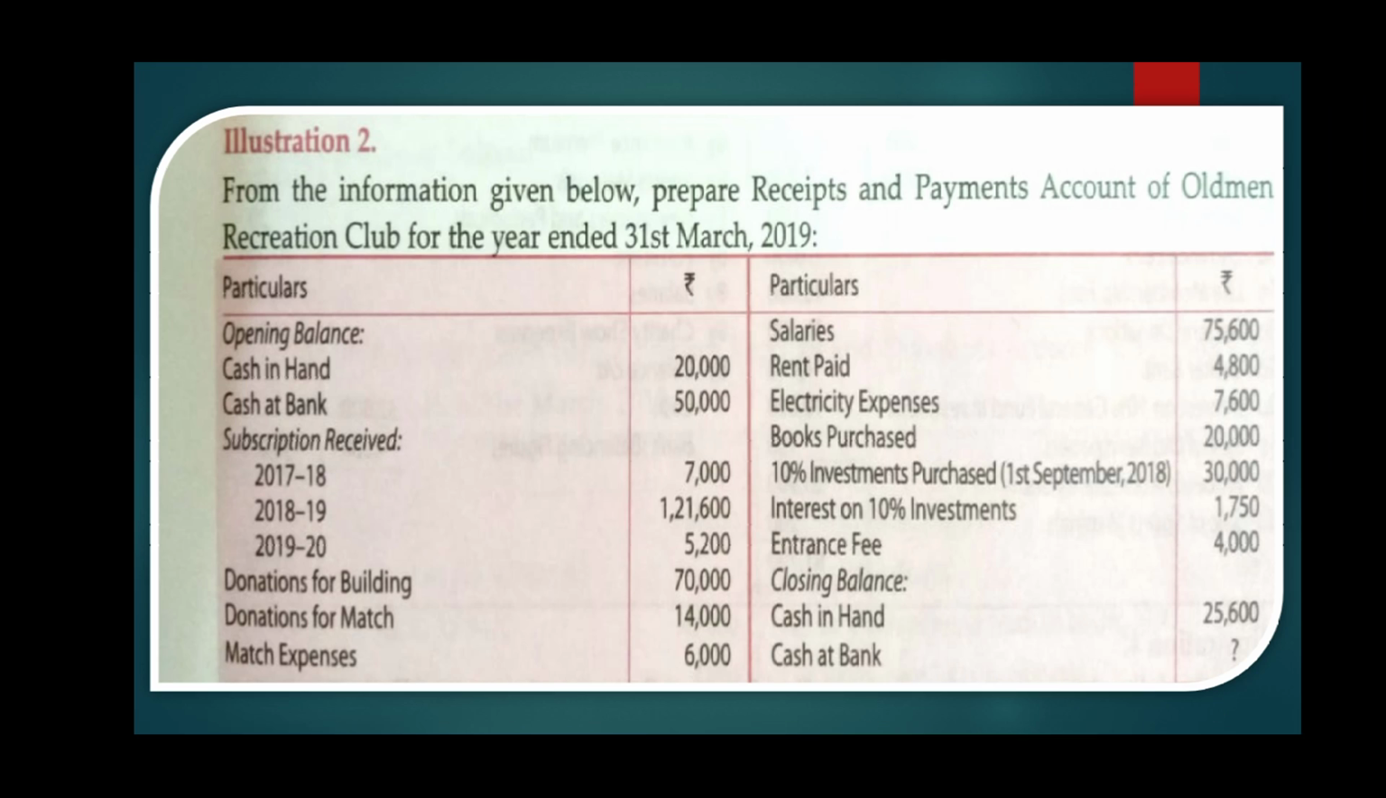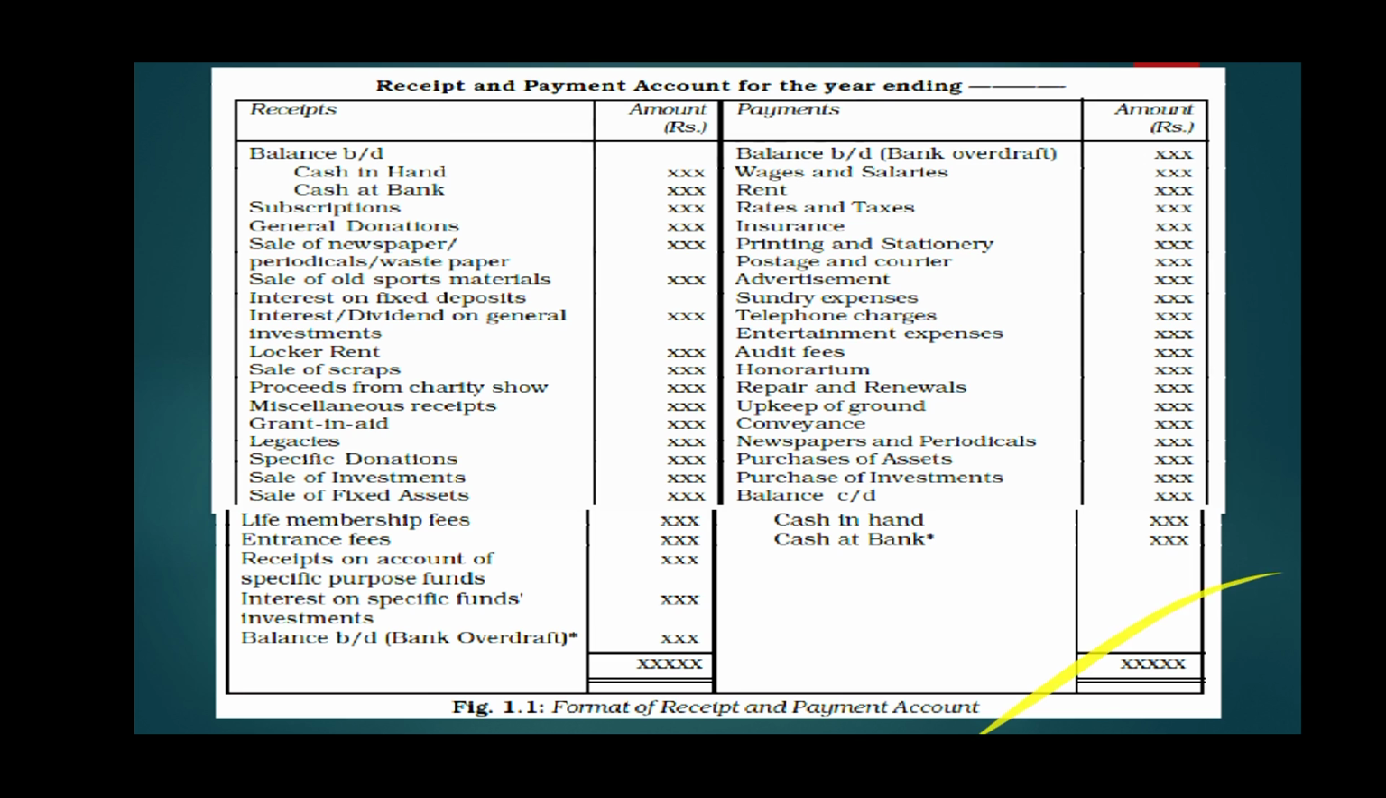And interest received on 10,000 investment is 1750. It will be written on the receipt side, because if you receive interest on investment, it is an income. Entrance fees received 4,000, it will be written on the receipt side. Then last is the closing balance. Cash in hand is given and cash in bank you have to find out. So solve this illustration and let's see its solution also.